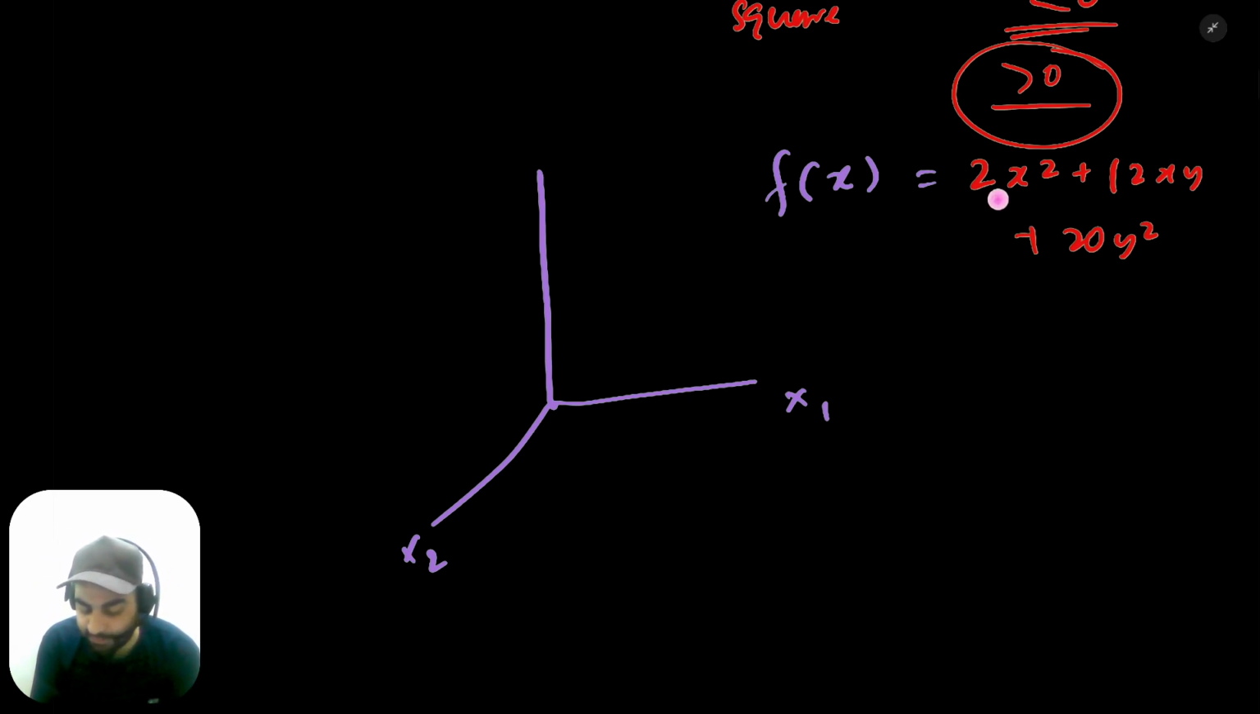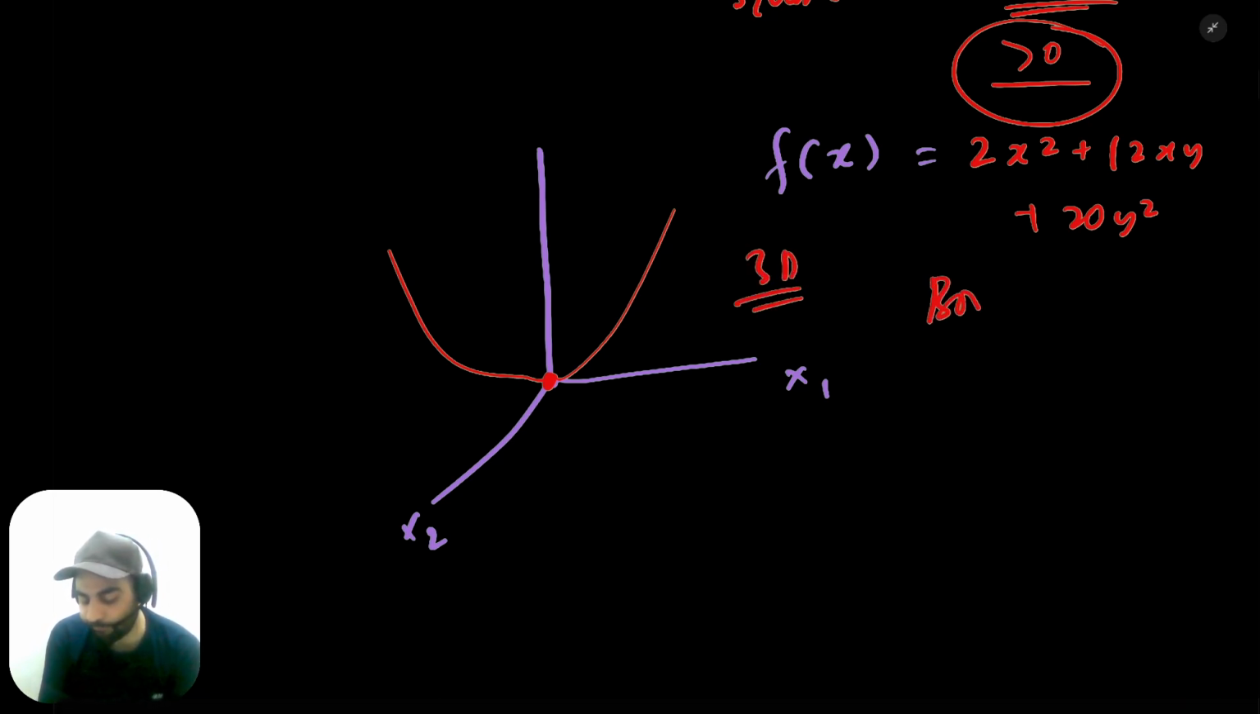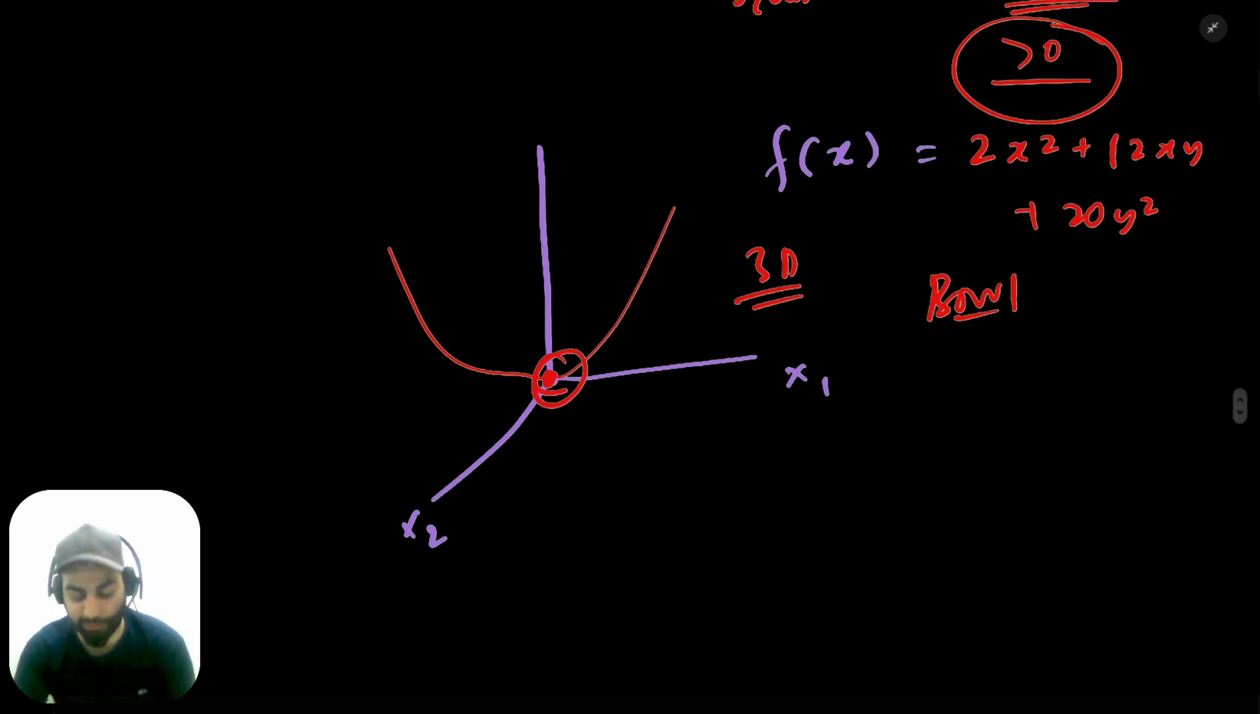So you see that this equation passes through the origin, because if you put 0 for x and y, the whole equation becomes 0. So if you see, this equation will become something like this, but it will be in 3D. So it will be like a bowl in which we have this minimum point. That's our minima, and we're interested in finding this minimum point.